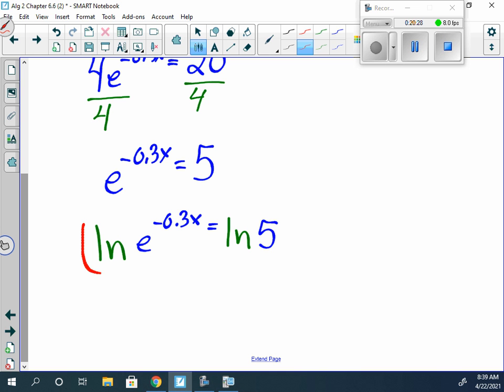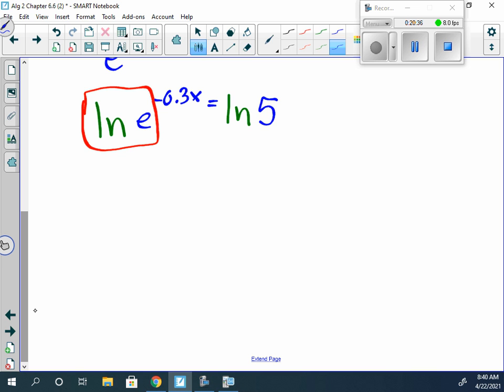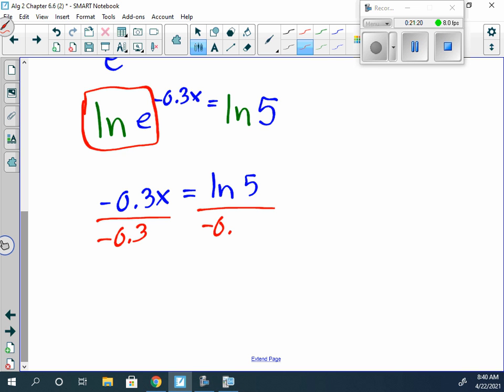It's just like with our logs. ln of e simplifies to what? Well, it simplifies out. It becomes 1, yes? An easier way to kind of remember it, if we ln e, I make the l kind of look like a 0 or an O. It actually says 1. Simplifies to 1, which just leaves us with our negative 0.3x is equal to ln of 5. Divide by negative 0.3 on both sides, which just tells us x is equal to ln of 5 over negative 0.3.